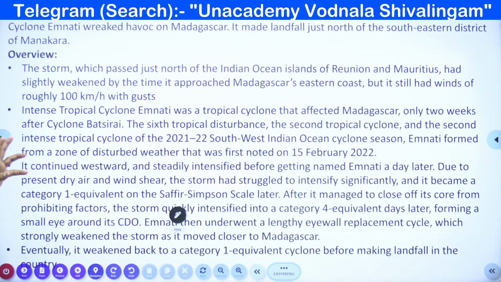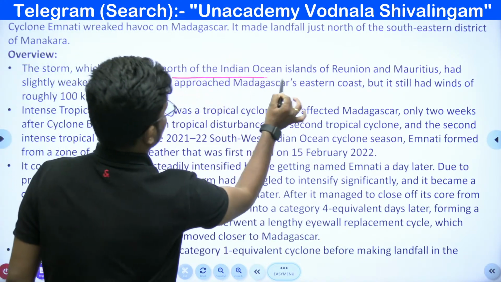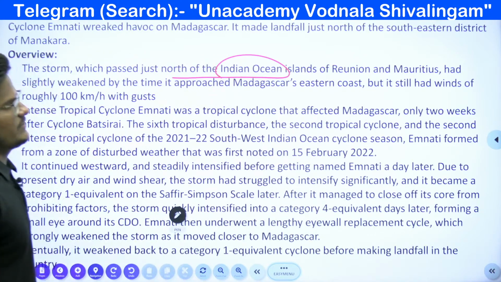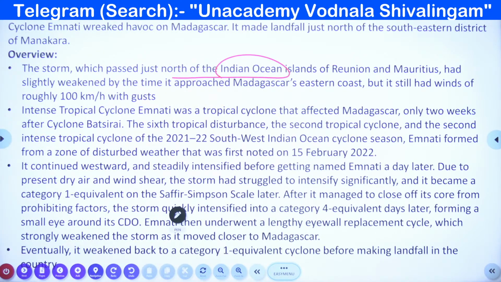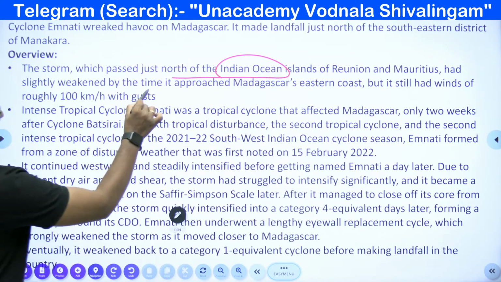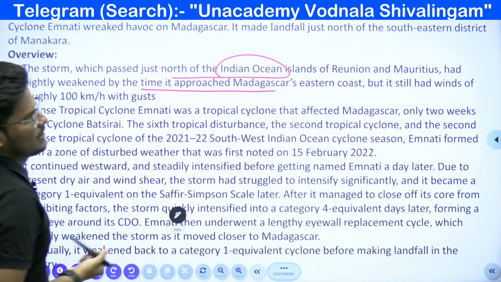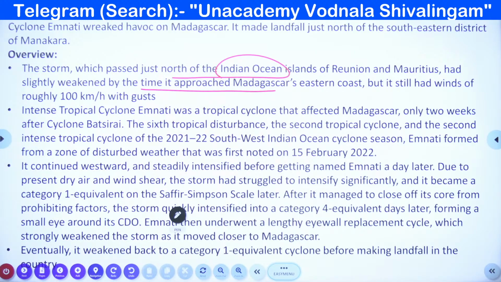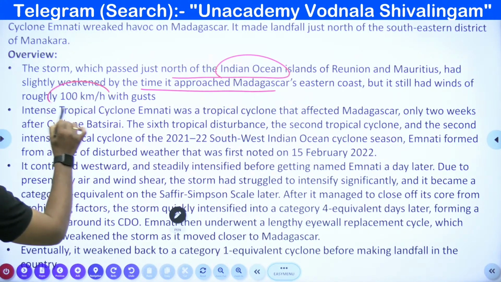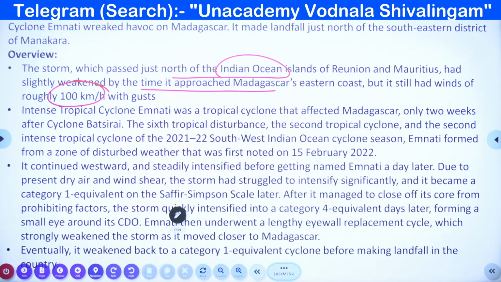Here the storm passed just north of the Indian Ocean islands of Reunion and Mauritius, and slightly weakened by the time it approached the Madagascar eastern coast, but it still had winds of almost 100 km per hour. Emnati is the name given to the cyclone. It happened on February 15th, 2022.